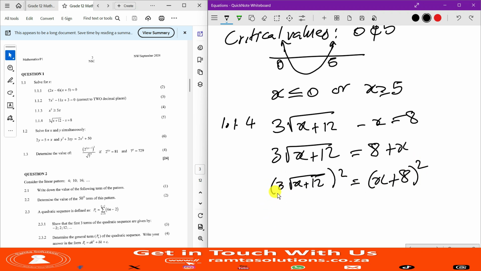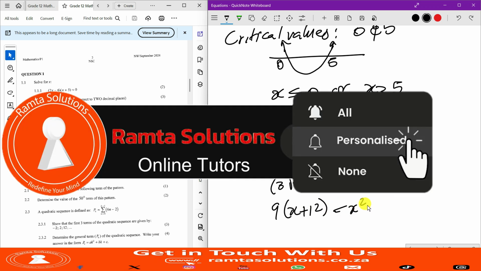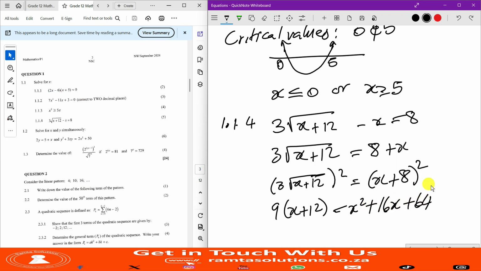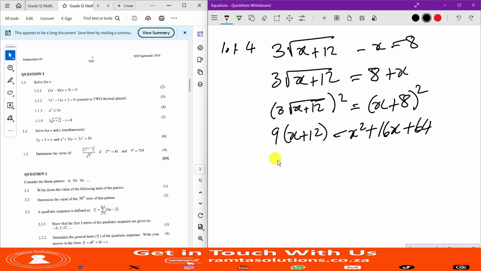3 squared will be 9 times the square root squared. It'll be whatever is under the square root, isn't it? Good. And this is x squared plus 16x plus 64, isn't it? Good. Then we have 9 times x is 9x. 9 times 12 is 108. Yes, it's 108. And then x squared plus 16x plus 64.